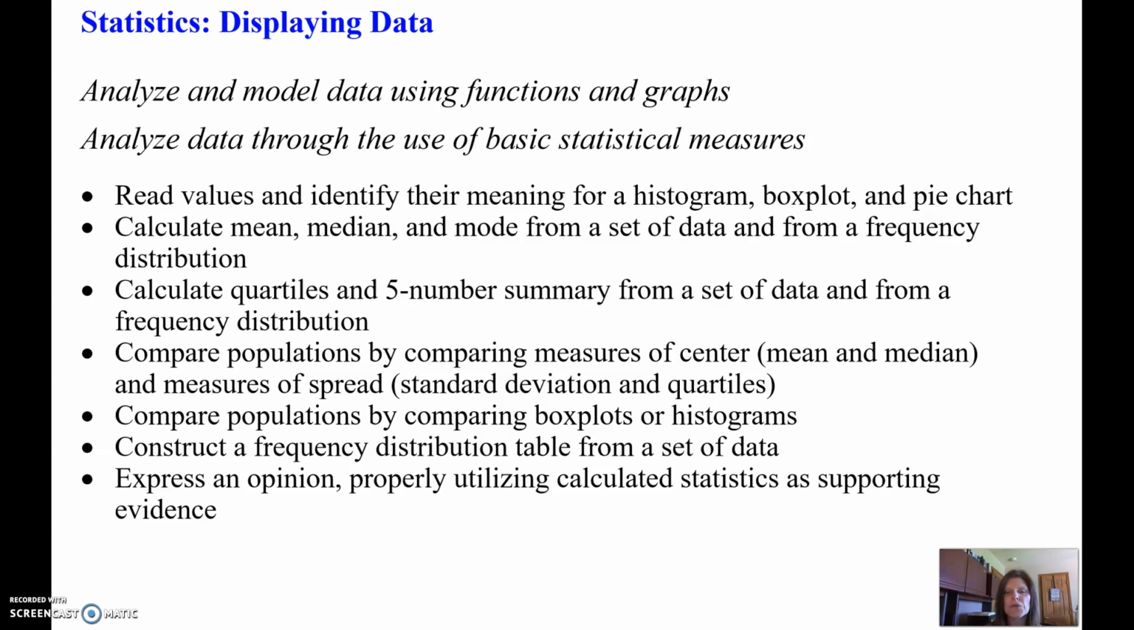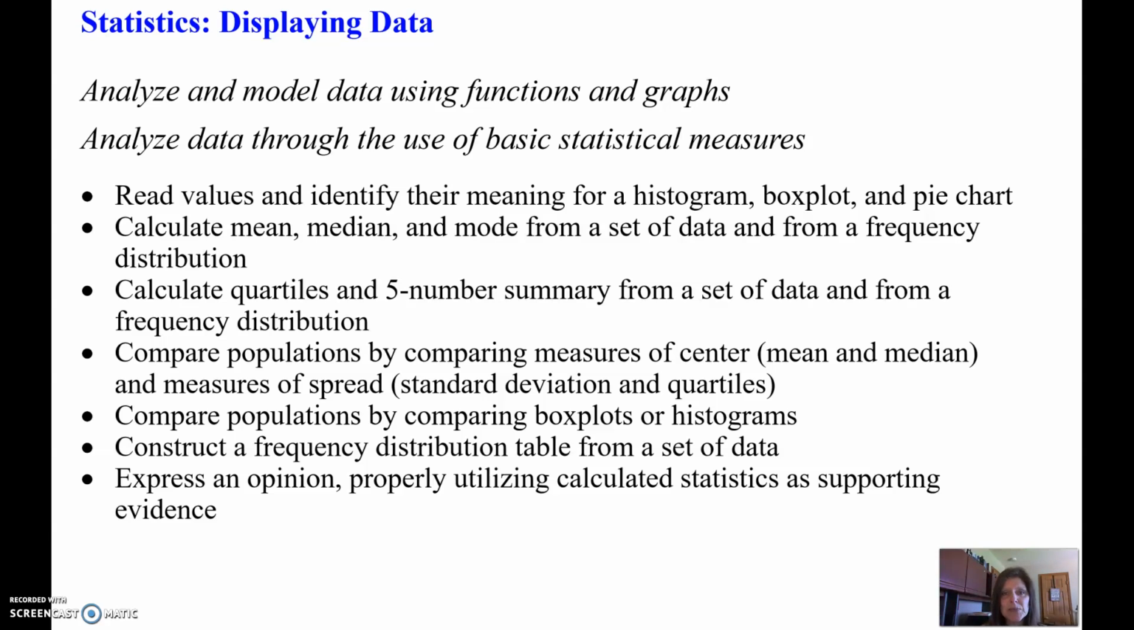This unit, we're focusing on statistics, and specifically, we're going to be looking at displaying data and analyzing it a little bit. So our big goals are to analyze and model data using functions and graphs. Mostly, we're going to be looking at graphs and visuals. We also want to be able to analyze data through the use of some basic statistical measures. Okay, so that's the overall big outcome.